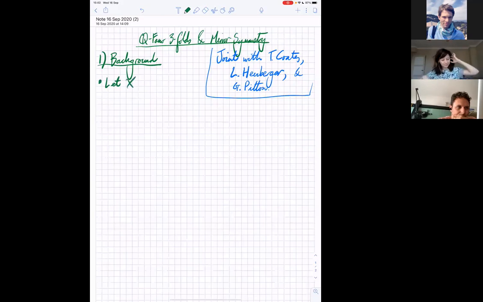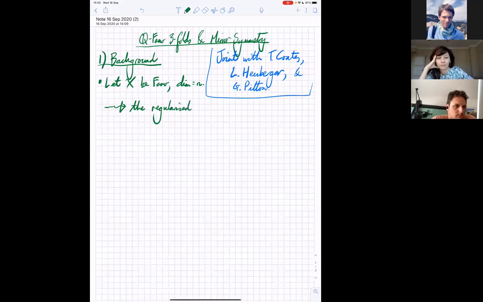So we're going to take X to be Fano, the dimension I'm going to denote by n, and then associated to this, and I can't tell you an awful lot about this, is the regularized quantum period. And this is just a power series, which looks something like this.